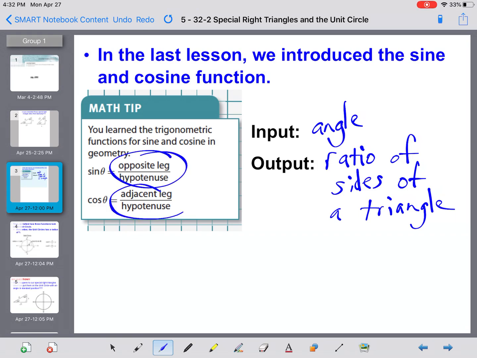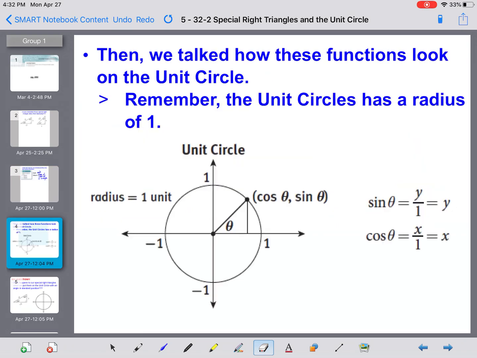Opposite leg over hypotenuse and adjacent leg over hypotenuse, right? Those are the two ratios that spit out. So then what we did was we went to the unit circle. We talked about how these functions look on the unit circle. Now, remember, the unit circles have a radius of 1. That's why 1 unit. That's why we call them the unit circle.